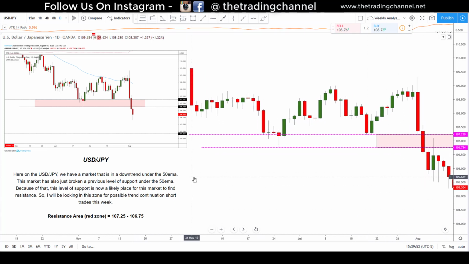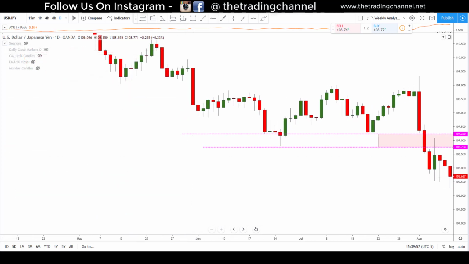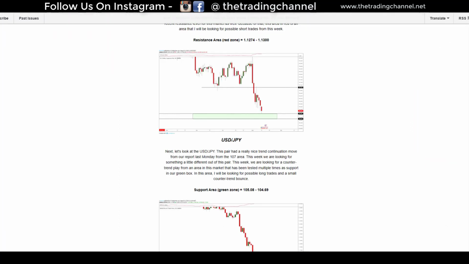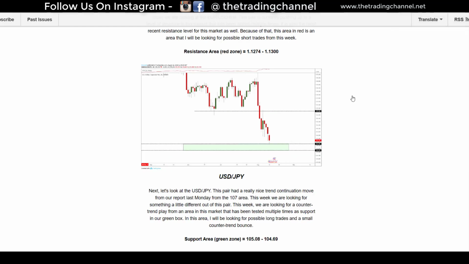Now, as we push down after finding this resistance, I'm going to show you our next email analysis. Our next email analysis was on August the 12th, and I'll zoom in yet again on August the 12th. And again, guys, I'm going to show you exactly how to make these predictions, so stick with me. I'm just trying to give you proof that this stuff works. On August the 12th, I predicted that the market would come out of this green zone with a counter trend push. This green zone existed at 105.08 to 104.69.